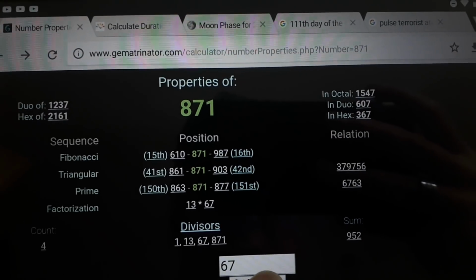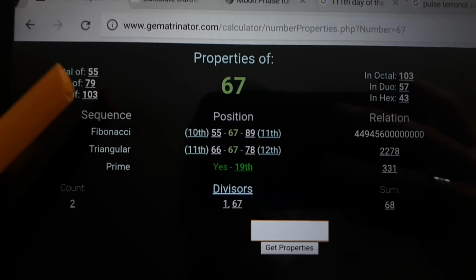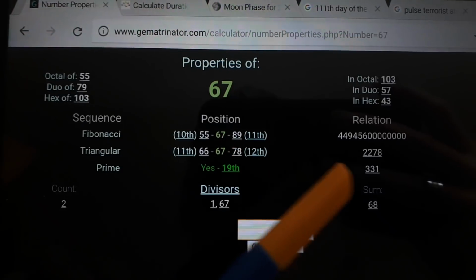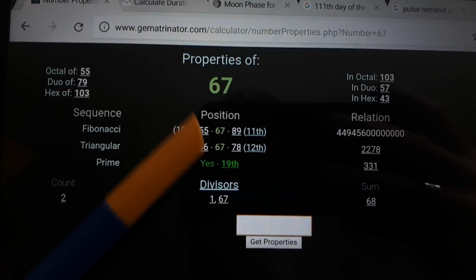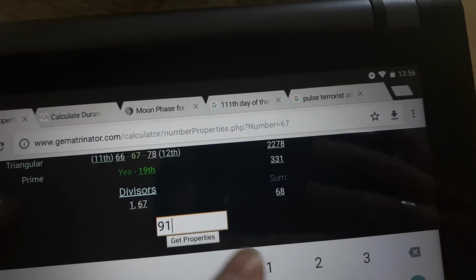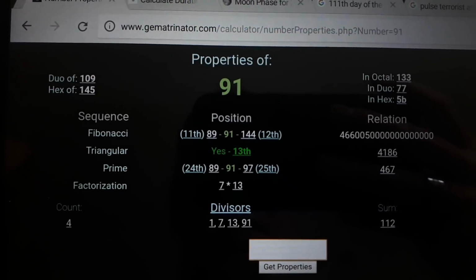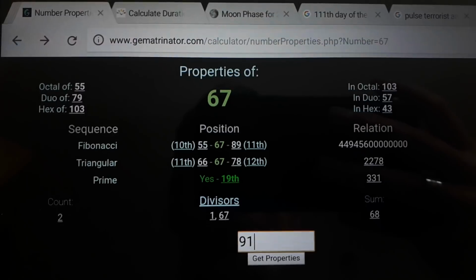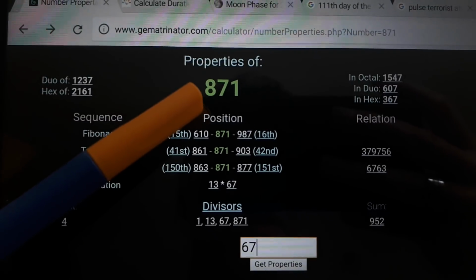Just want to show what 67 is as well, because that's your 19th prime. Octal 55. 19th prime, again thinking backwards, but 67, 331. 67th prime is 331. Thinking backwards, 91. Again, just a reminder of 91, because it all flows back to Master of Time again. 91, 13th triangular. 67, 6 plus 7 being 13, that's 19th prime. That's what 871 is, 871 weeks since 9/11 to 225.